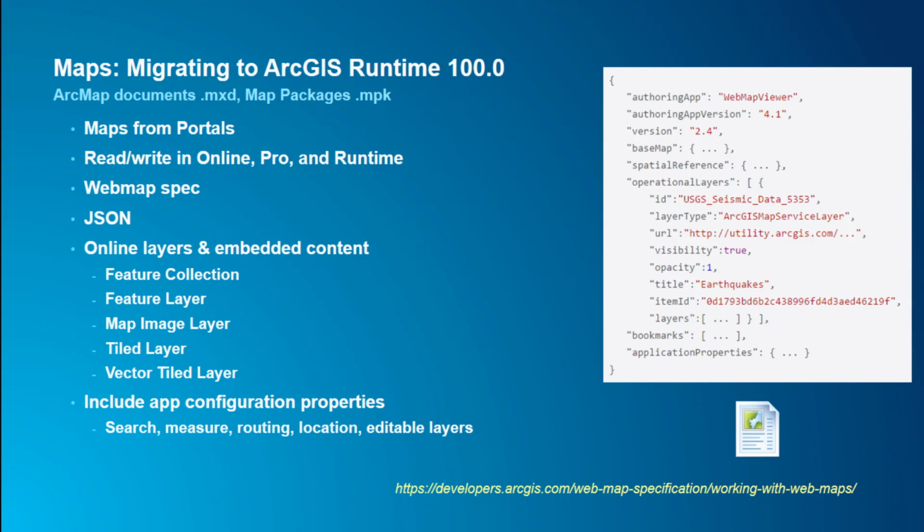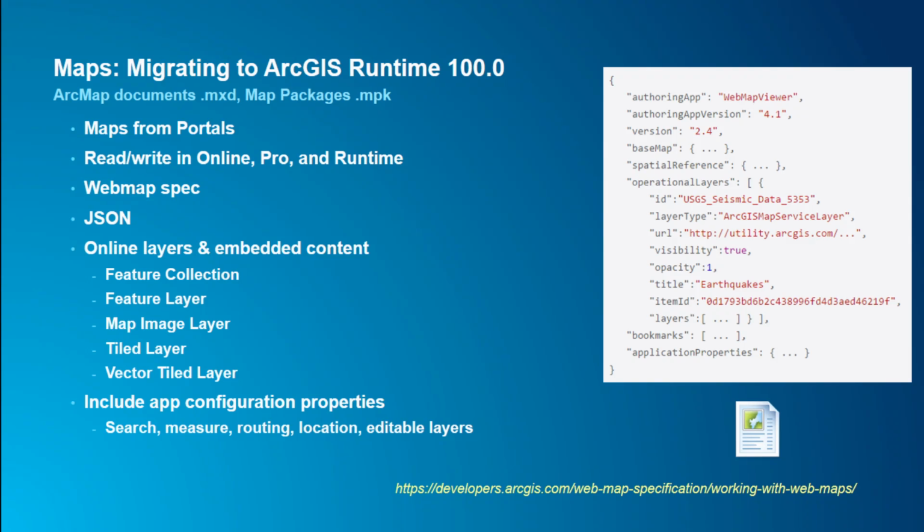It contains online layers, so feature layers, map image layers, tiled layers, vector tiled layers, but also embedded content as well. There's a concept of a feature collection within the web map, and that's the geometry and attributes of features, embedded within that web map document, or maybe embedded as a portal item and then referenced from that web map document as well. So it's principally online layers and content that's embedded within the web map.